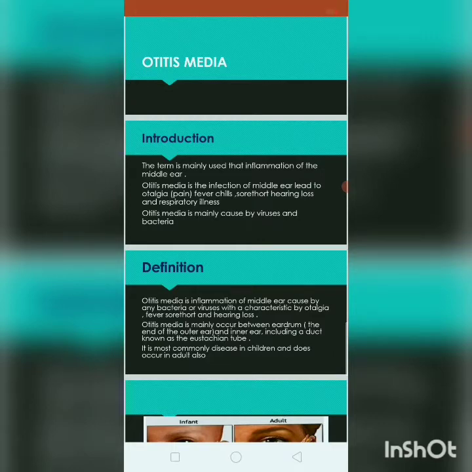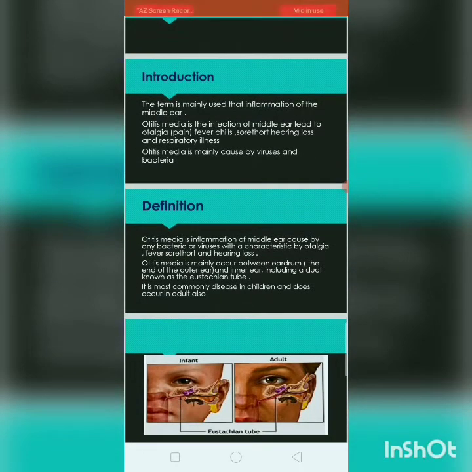Otitis media is the infection of the middle ear that leads to otalgia, meaning ear pain, fever, chills, sore throat, hearing loss and respiratory illness. Otitis media is mainly caused by virus and bacteria. So otitis media is an inflammation of the middle ear caused by any virus and bacteria.